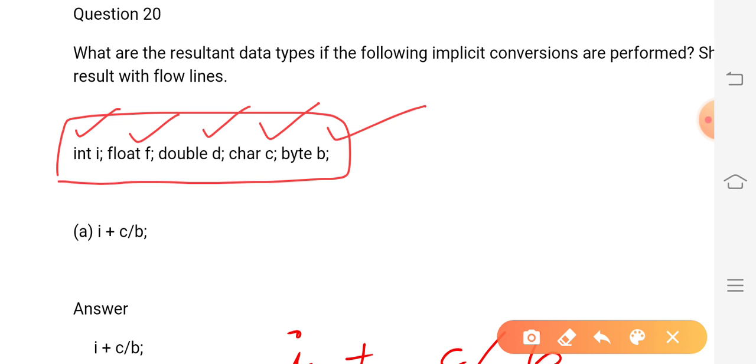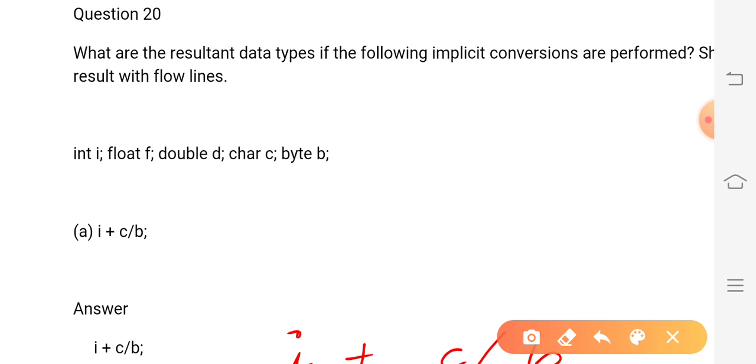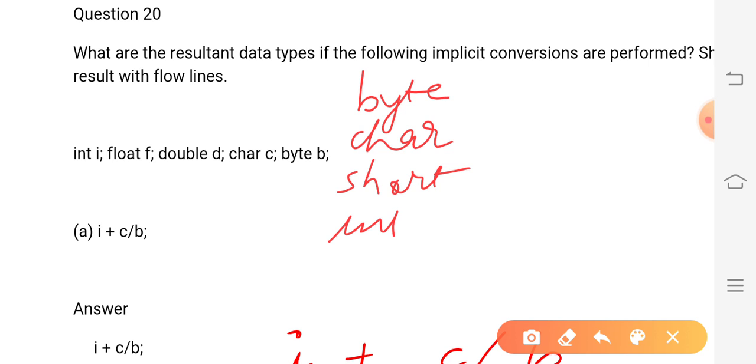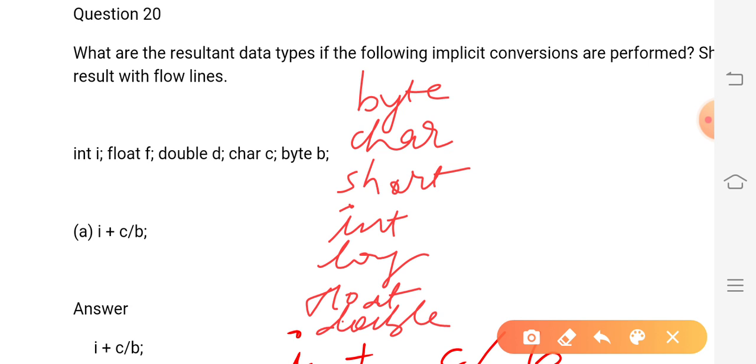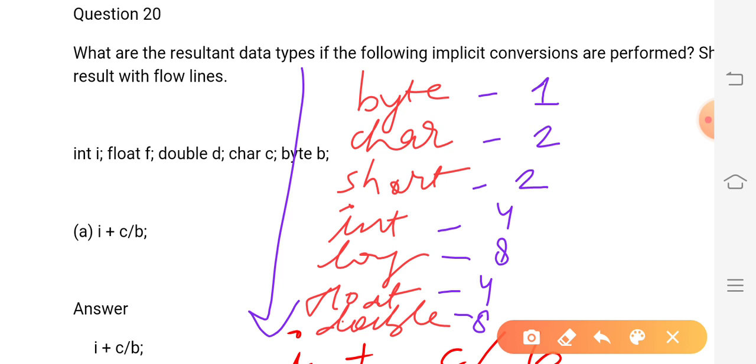Now do you all remember the hierarchy of data types as we have done? Remember or not? Once more I am going to write it here. Byte, char, short, then int, long, float and double. Okay, and here byte takes how many bytes? 1, char 2, short 2, integer 4, long 8, float 4, double 8. Now this is the hierarchy from your lowest to highest.